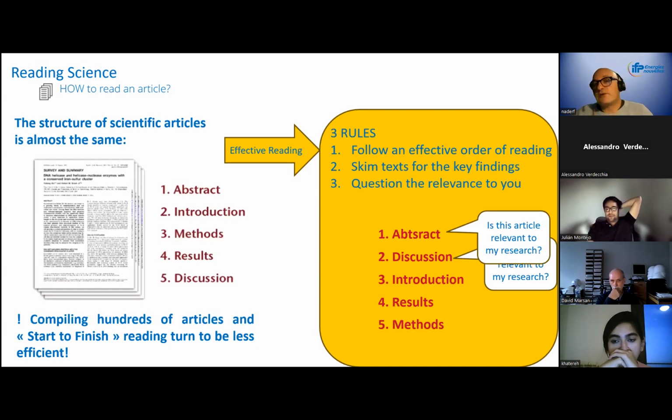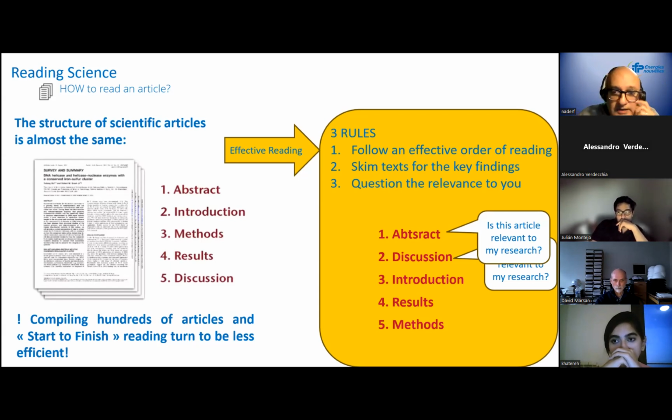The abstract has the full juice of that paper. Once you read the abstract, you ask yourself, is this article relevant to my research? Is this what I need? Is it now that I need to read this? If yes, then you go to the discussion. Why? Because you will see later, the discussion has a lot of information that you need. And then the introduction, and then the results, and then the methods.